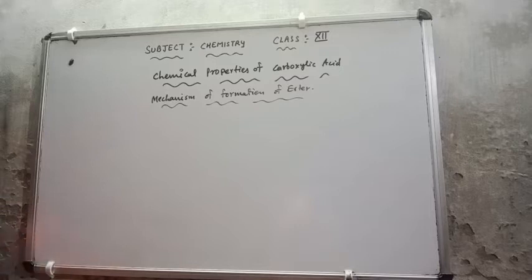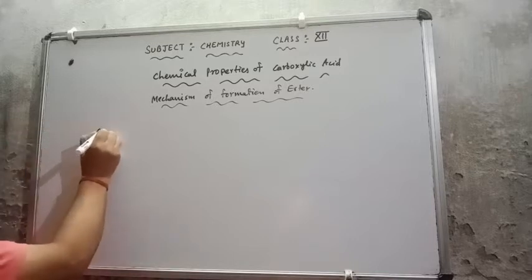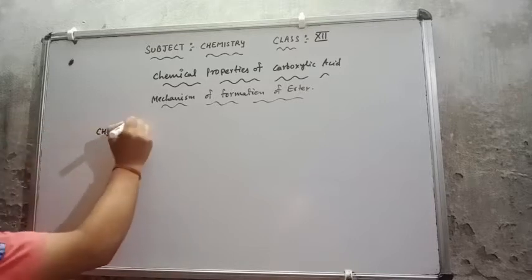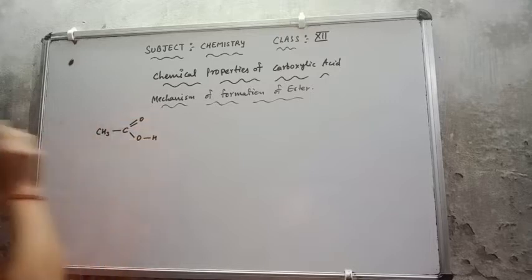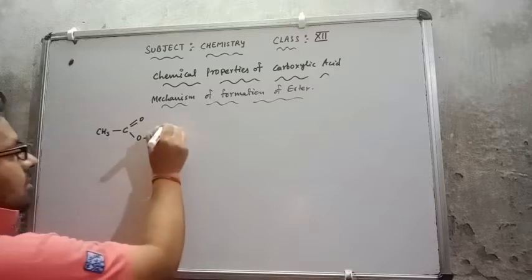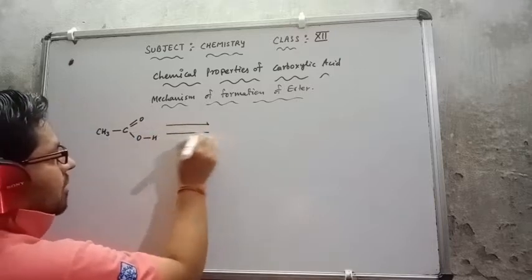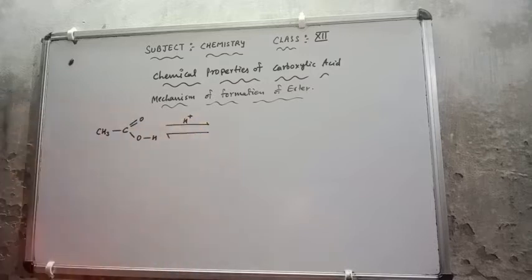Now it's very simple. I have the carboxylic acid. Suppose this is the carboxylic acid, CH3 single bond C double bond O single bond H. This carboxylic acid will be in the presence of an acidic medium, so from the acidic medium I have taken H positive here.